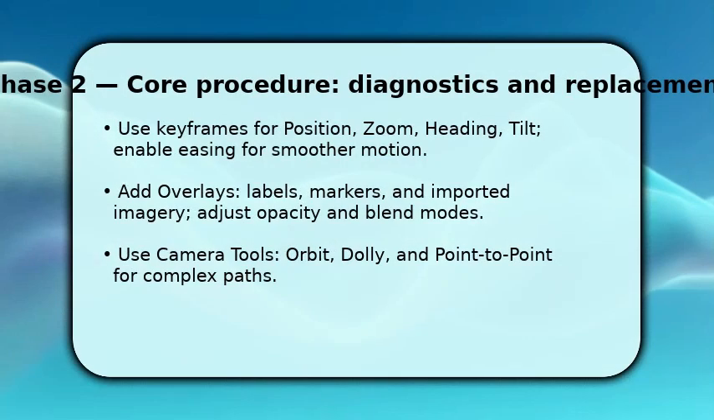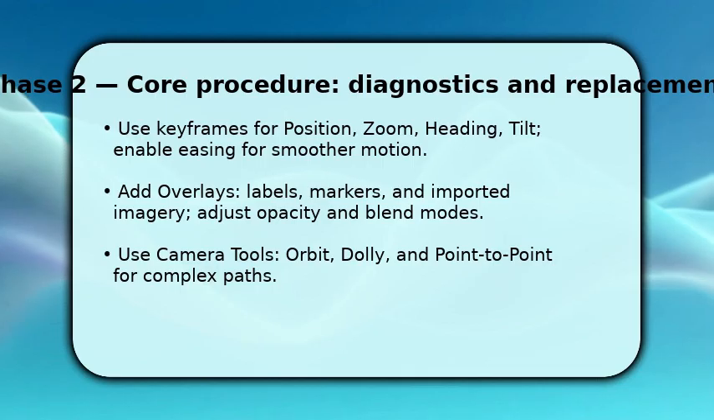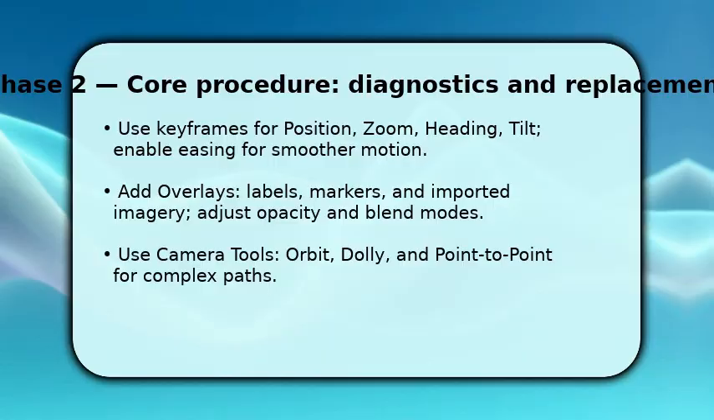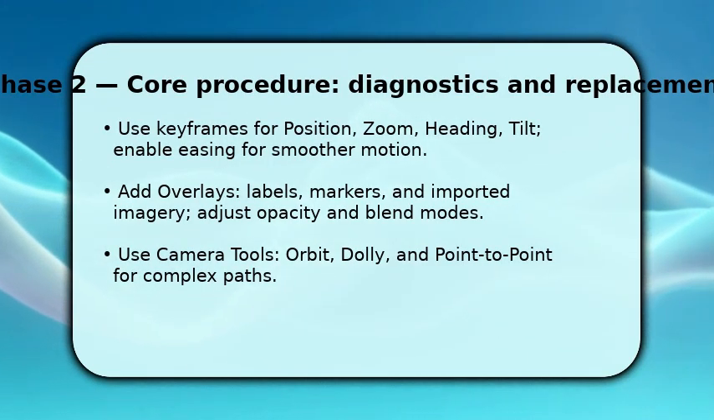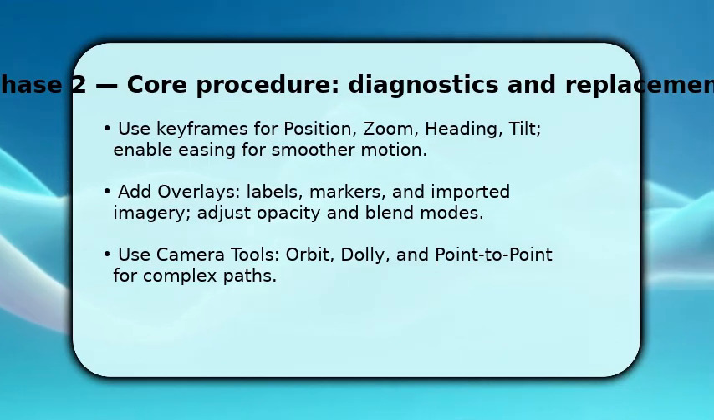Place keyframes for position, zoom, heading, and tilt. You should stagger changes, animate heading first, then zoom, because it reads smoother on screen. Use easing handles to avoid robotic speed shifts. Add overlays or custom imagery and match their timing to camera movement so elements stay legible.